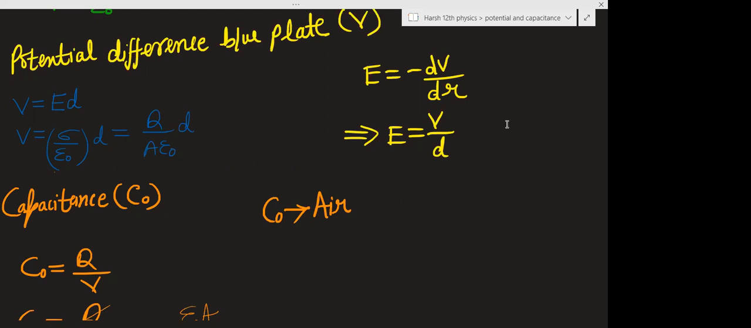The formula you should learn: C naught equals epsilon naught A by D. Epsilon naught is the absolute permittivity of air, A is the area of each plate, and D is the distance between the two parallel plates. Okay. So guys, scroll down.